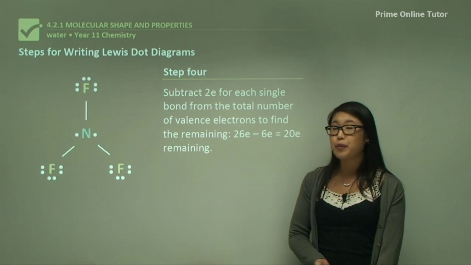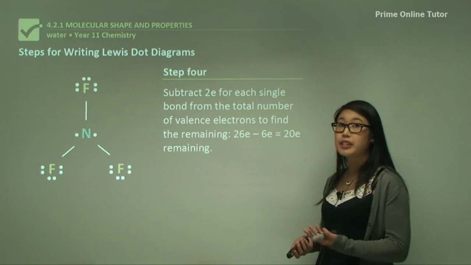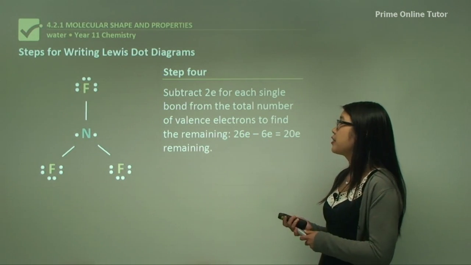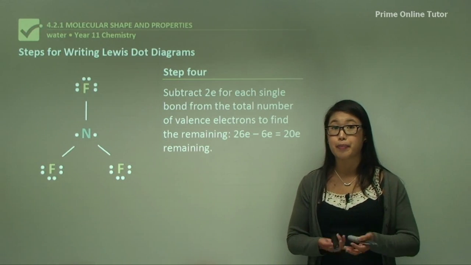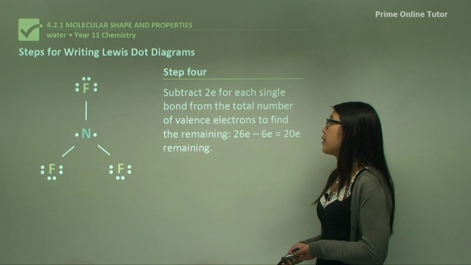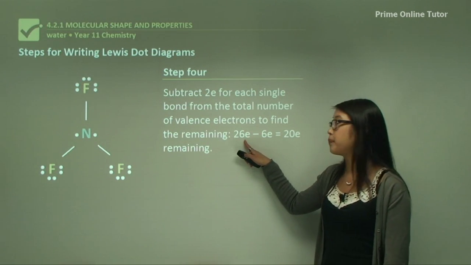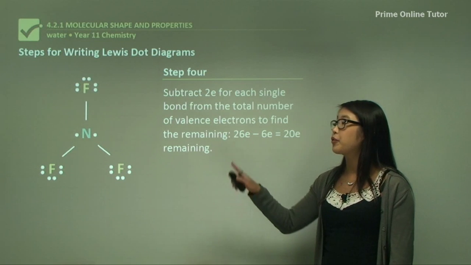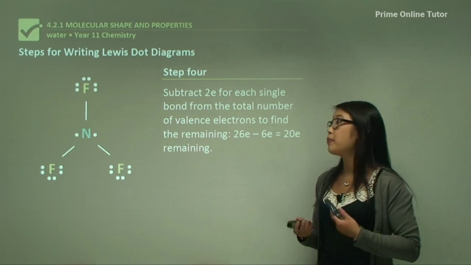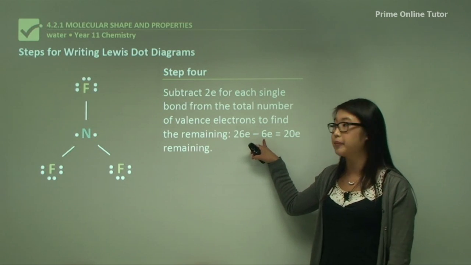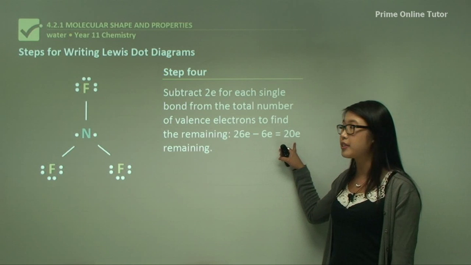So, in step 4, we subtract 2 electrons from each single bond, which we already just went through, and take this away from the total number of valence electrons to find the remaining amount of electrons involved. So we had a total amount of 26 electrons, which we added up before. Then we have 3 bonds. 3 bonds means 3 sets of pairs, and that means there's 6 electrons in bonding. So 26 minus 6 gives us 20 electrons.